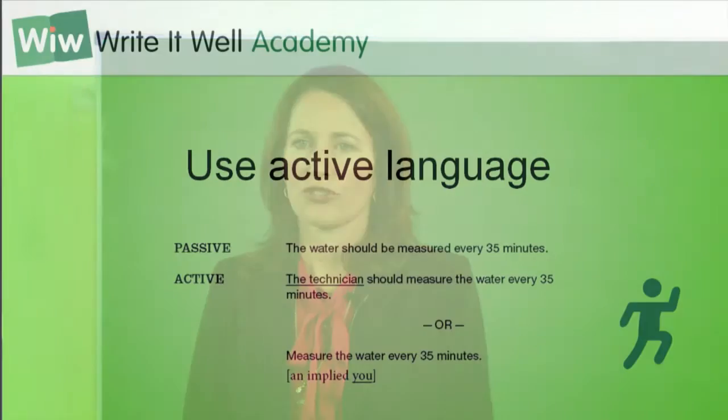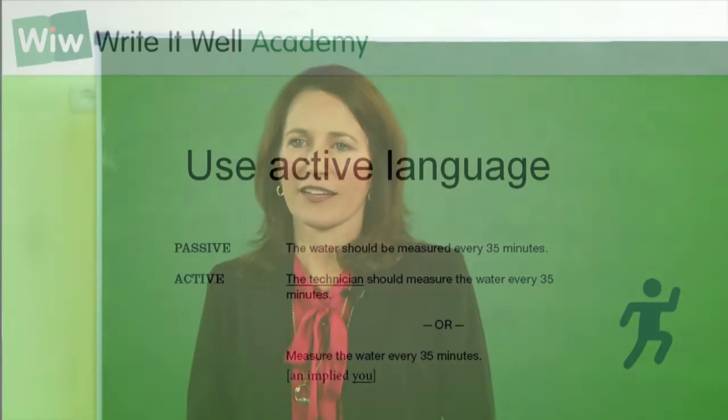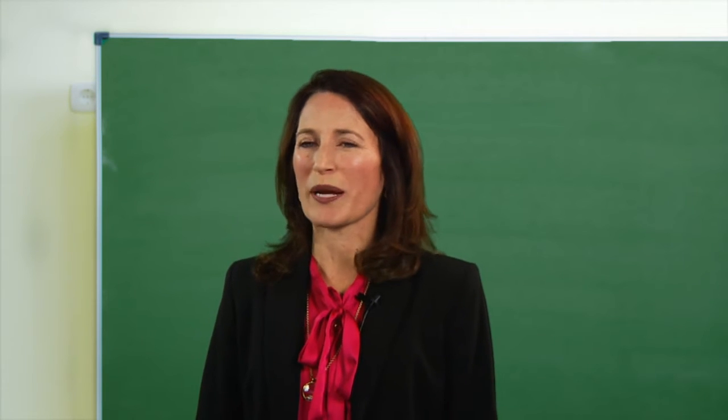So instead, name the actor. Not only name them, but put them at the beginning. So in here, we have the technician should measure the water every 35 minutes, or we can say measure the water every 35 minutes. And there's an imperative voice here, measure, which is an implied you. So in this case, we're telling you to measure the water every 35 minutes. And maybe in this case, the instructions are given only to you, so it's quite clear who needs to take action.